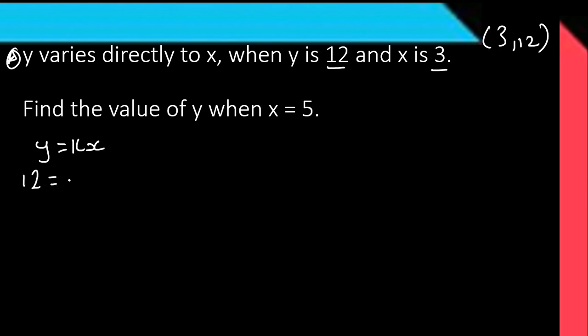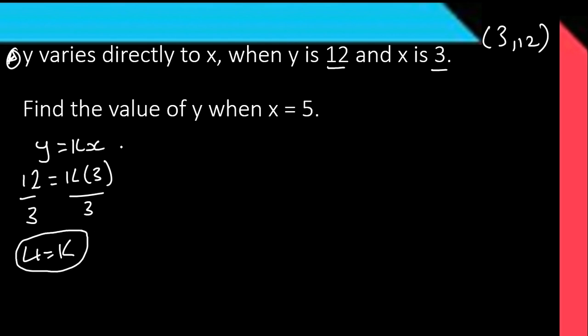So 12 equals k times by 3. Divide both sides by 3. And we get 4 equals k. So this is the constant of proportionality. So don't forget to write the equation. So it is y equals 4x. So that is the equation for this question.